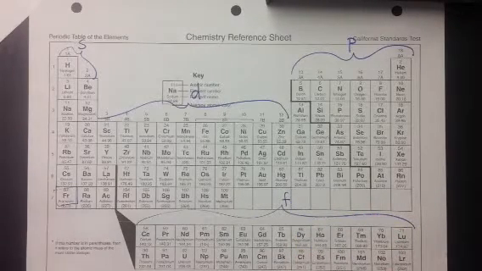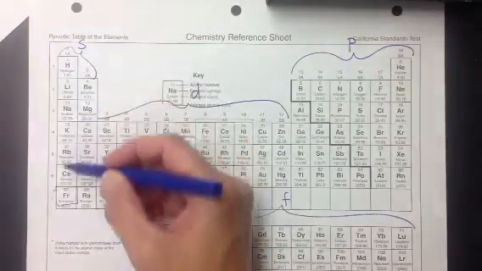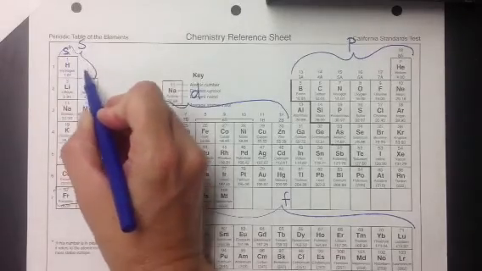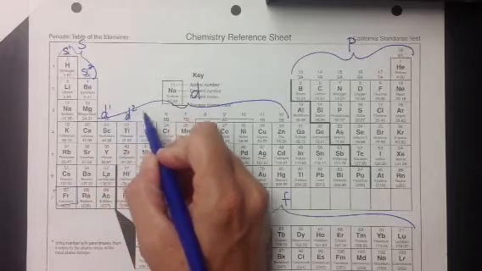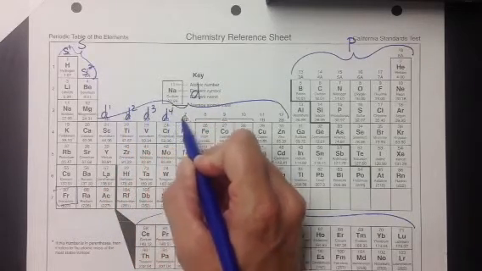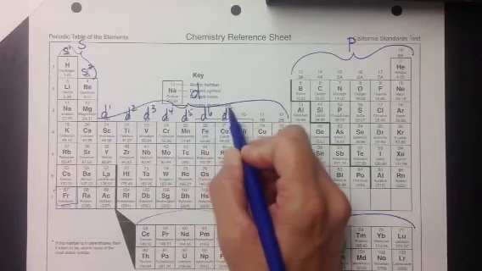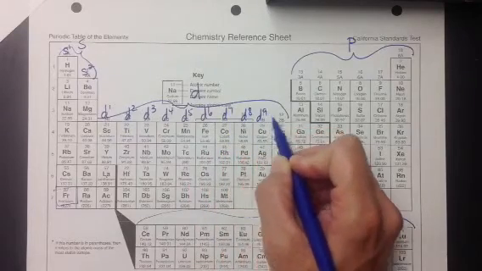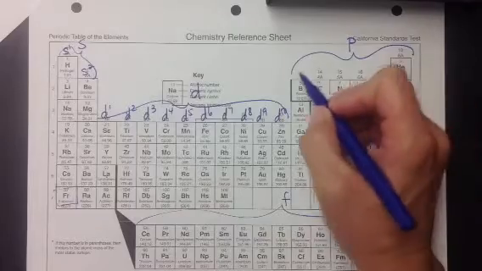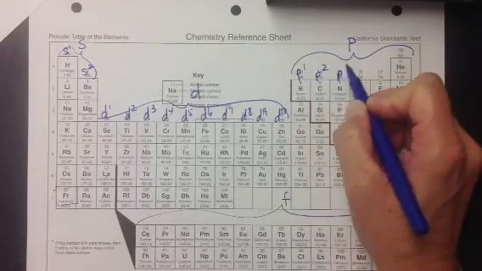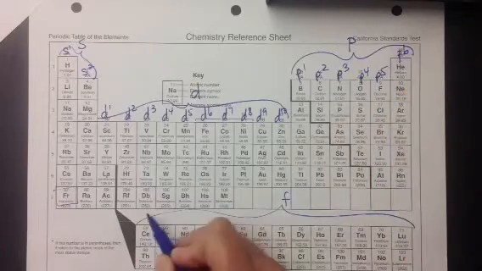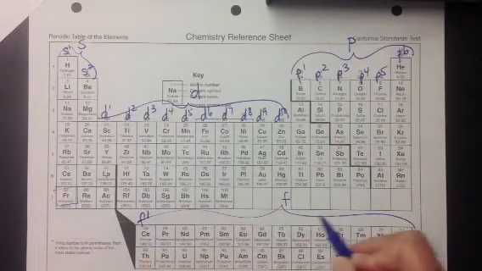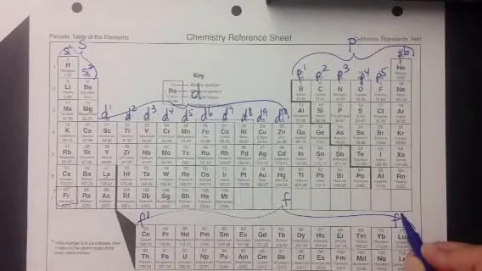Okay? You wouldn't write this on your periodic table, but just so you know how I'm going to count, this would be S1, this is S2. Going across here, this would be D1, D2, D3, D4, D5, D6, D7, D8, D9, and D10. Up here, this is P1, P2, P3, P4, P5, and P6. And then F, this is F1, and it goes all the way across, and this would be F14.